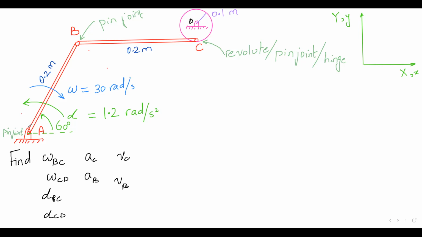So I really started about here. I think omega AB is known. But omega BC is unknown, and omega CD is also unknown. Alpha BC and alpha CD are also unknown.